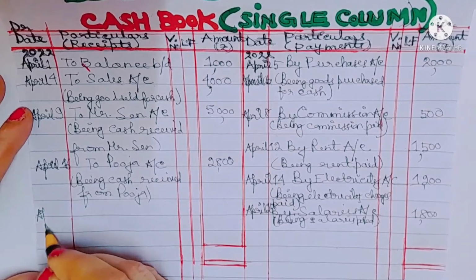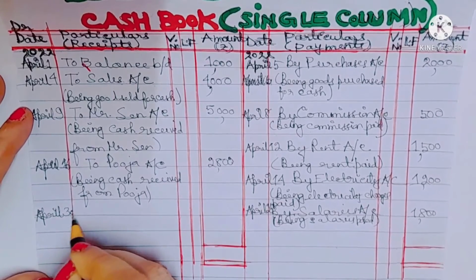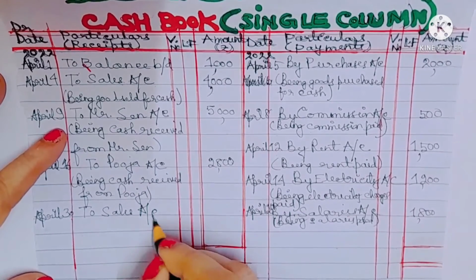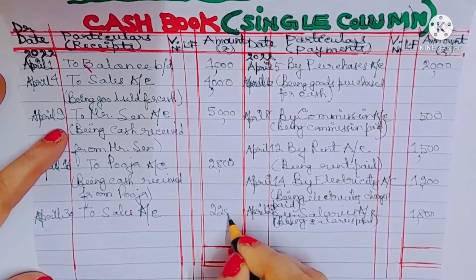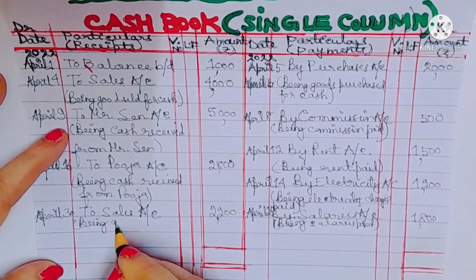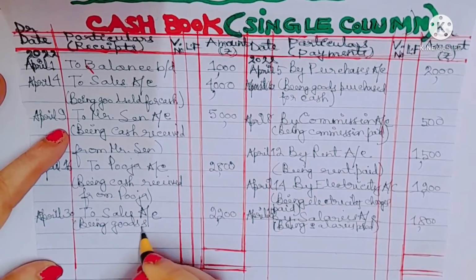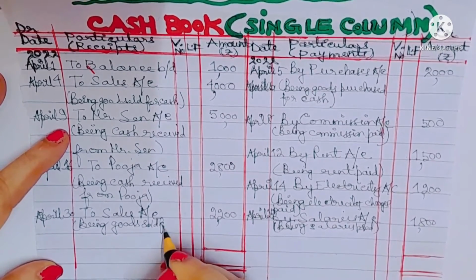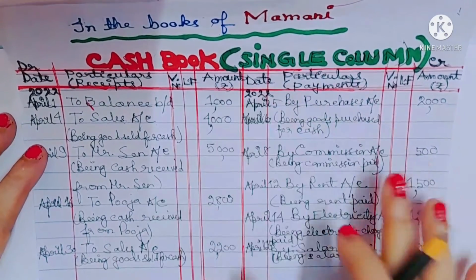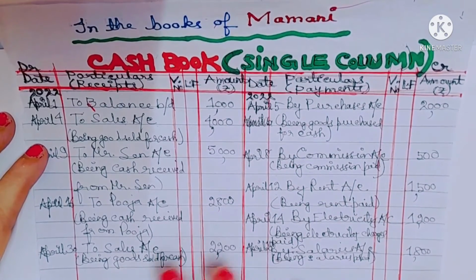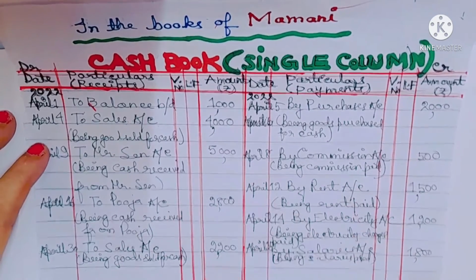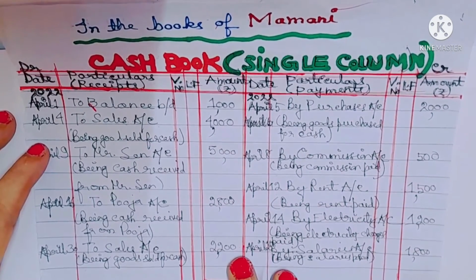Okay, on 30th April, to sales account 2200. What is the narration? Being goods sold for cash. Moreover, cash book comes under real account. So what comes in is debit. Mamuni, when goods are sold, what is happening? Cash is coming in. So what comes in is debit. So 2200 will be debited.